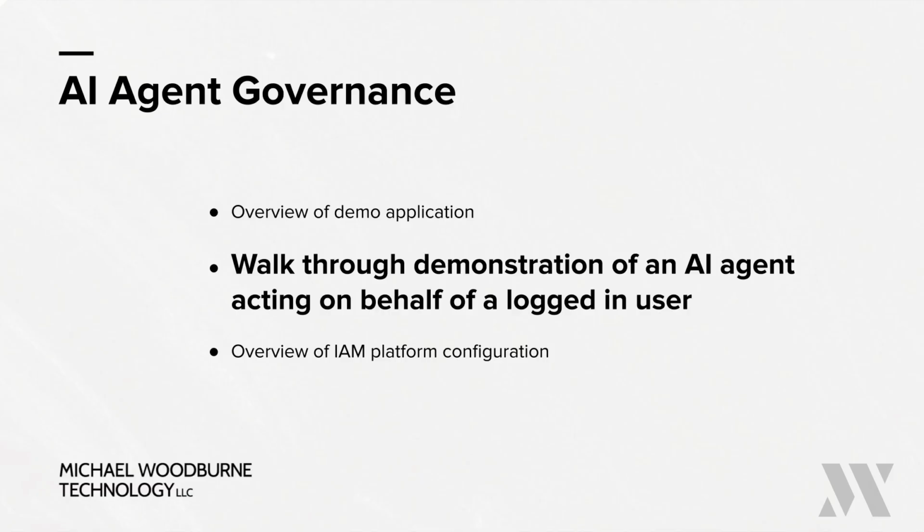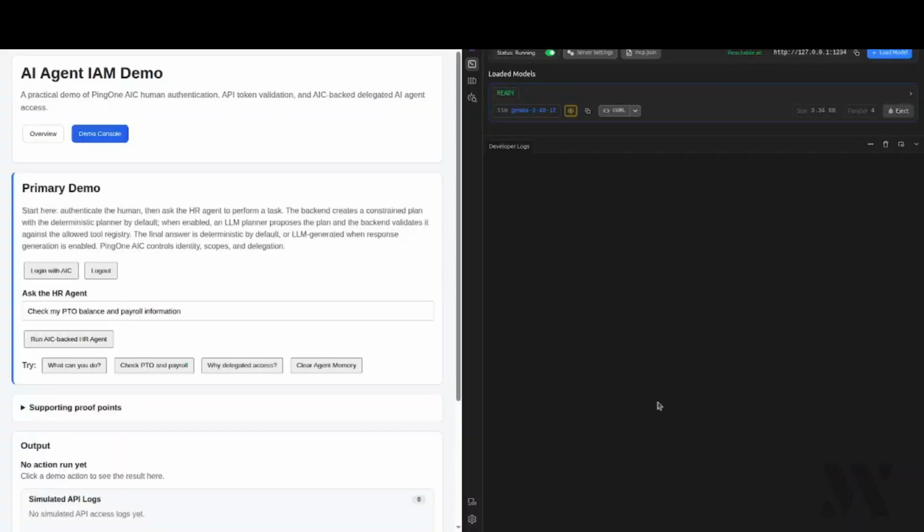Now I'll walk through a demonstration of our AI agent acting on behalf of a logged in user to call the payroll and PTO endpoints. Now we're ready to see the demo in action. I will make a request as my logged in user to check my PTO balance and payroll information. This will invoke our HR agent, which will interface with our LLM and develop a plan for how to fulfill the request. The LLM will hand the plan back to the agent, which will then take the logged in user's access token and exchange it for a new delegated access token, which the agent will use to call the appropriate APIs for each required action.